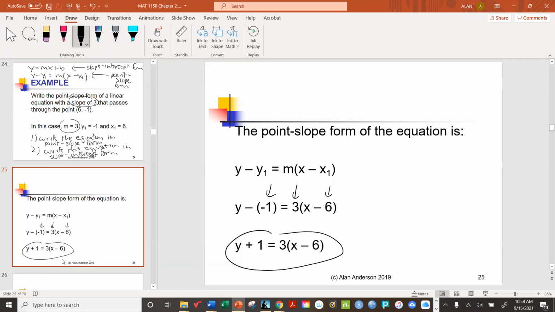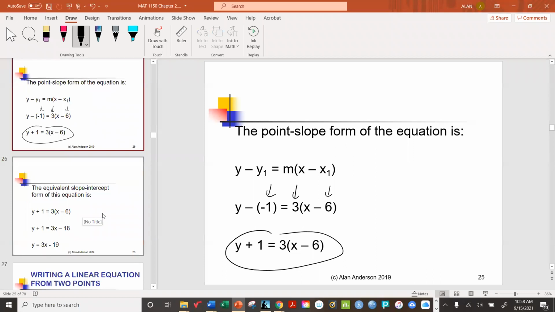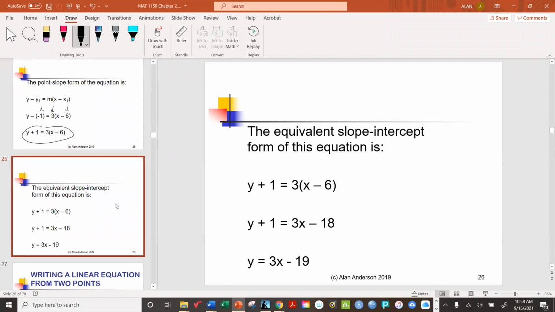Okay, so we start here. And now it really is just a question of rewriting it so that y is on the left-hand side of the equation and just y. And so let's see how you did. Y plus 1 equals 3 times x minus 6.